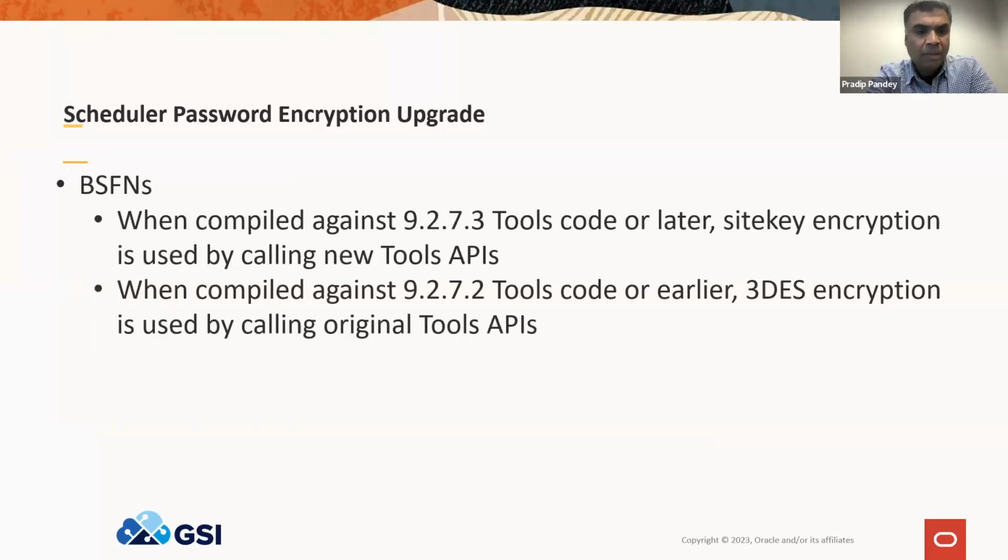So at a high level, if the business functions were compiled with tools release 9.2.7.3, which is where the feature was deployed and released, they will use site key encryption. If compiled with the 9.2.7.2 tools release or prior, the business function will continue to use the old encryption called triple DES. Next slide.